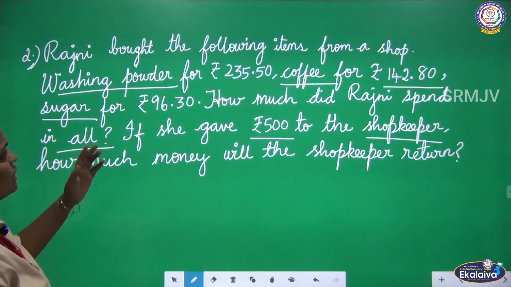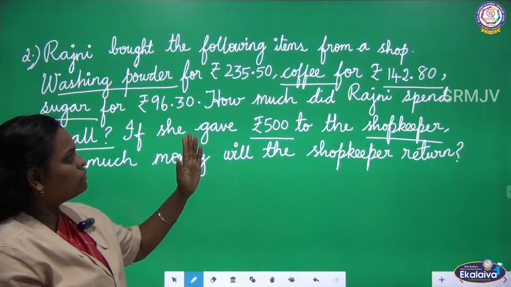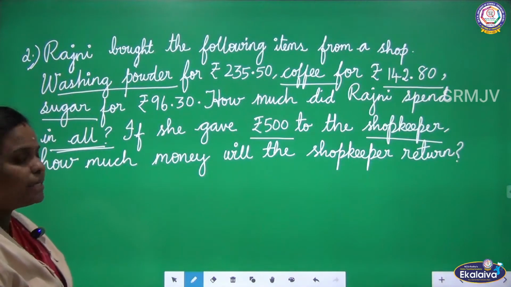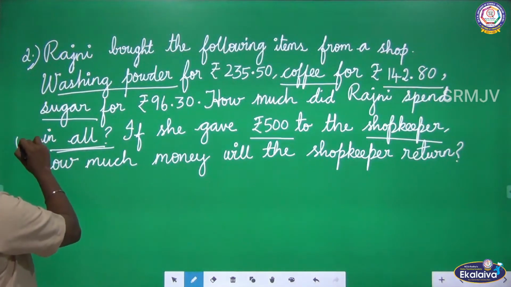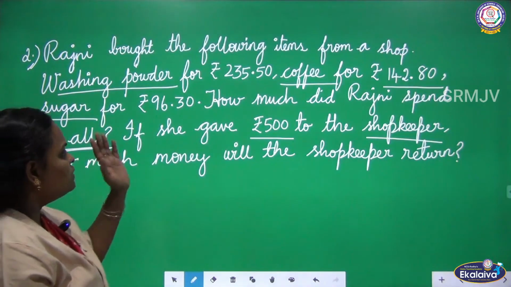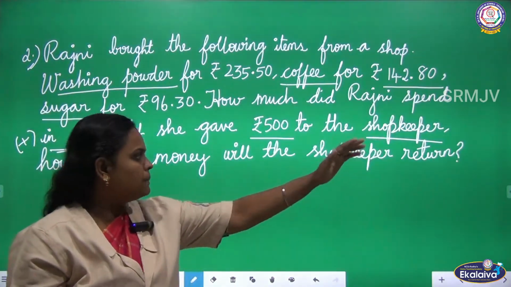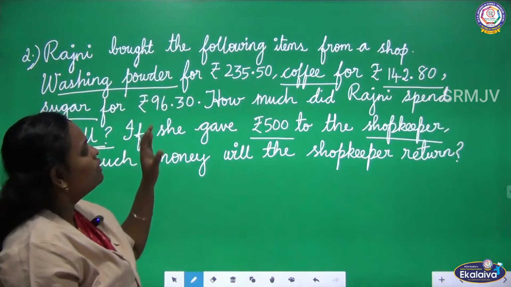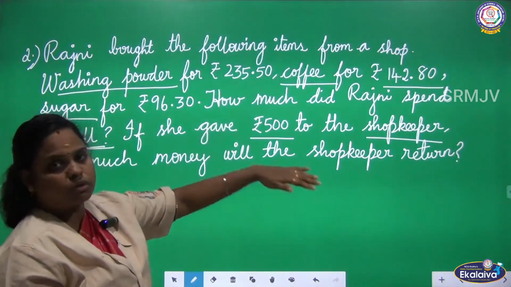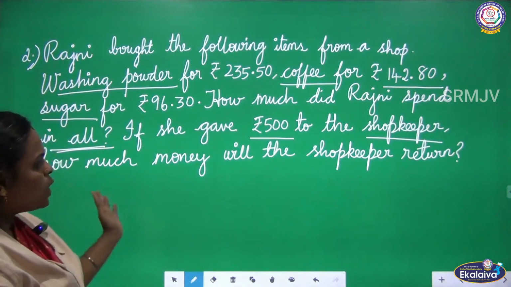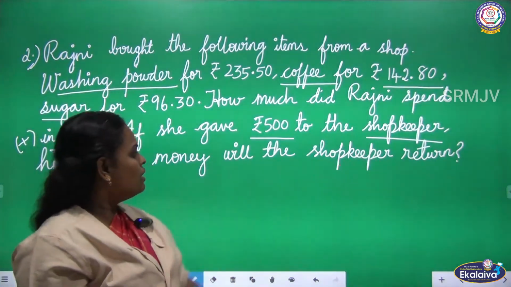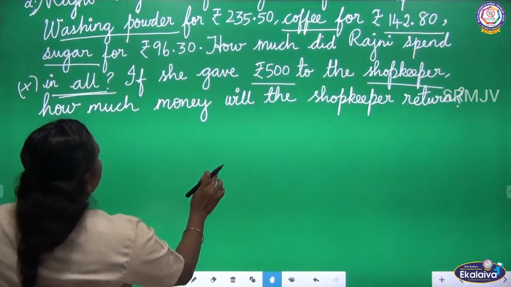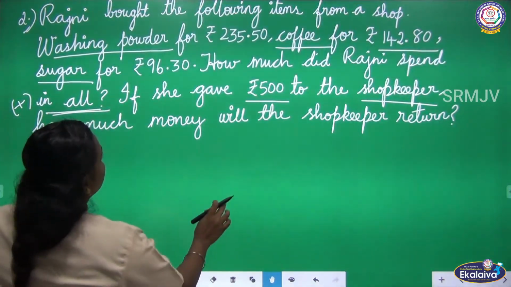So listen, children, first, for this sum we are going to find out the total cost because they have asked Rajni spent in all. In all means we are going to add. So first we'll add, then after that if she gave rupees 500 to the shopkeeper, we have to subtract this total from 500, then we'll get the answer, that is how much more money the shopkeeper will return. So listen, write solution.